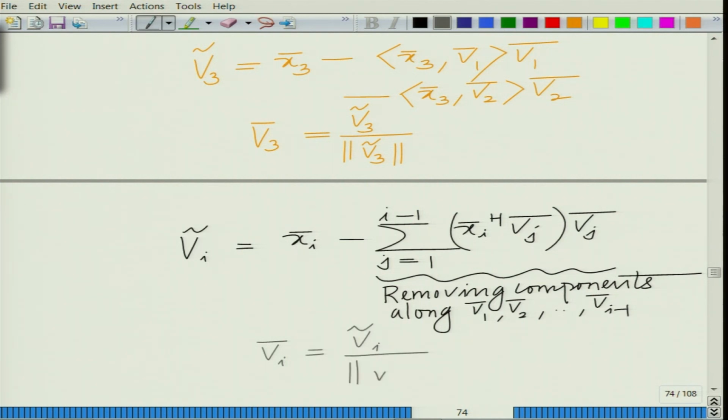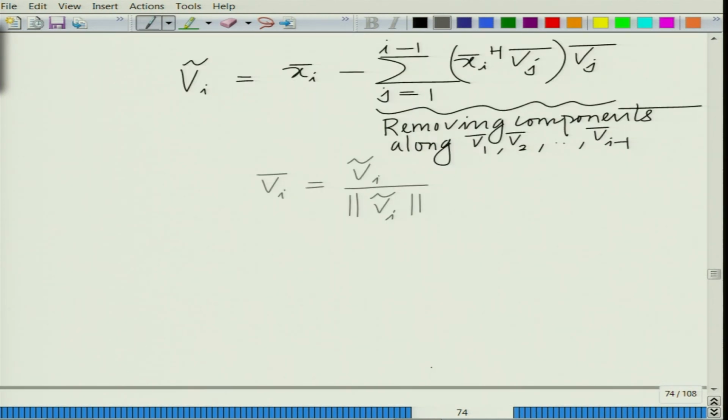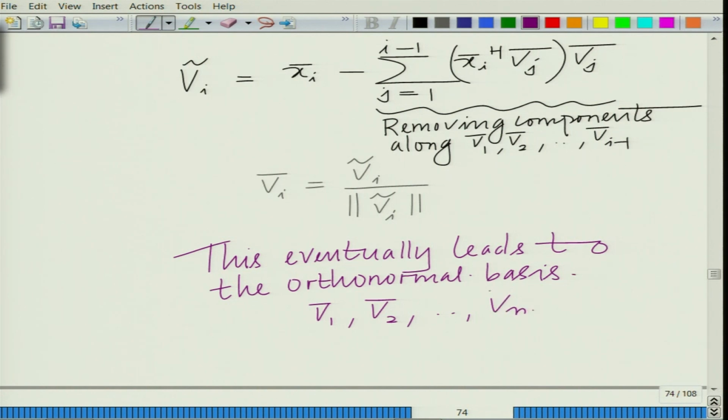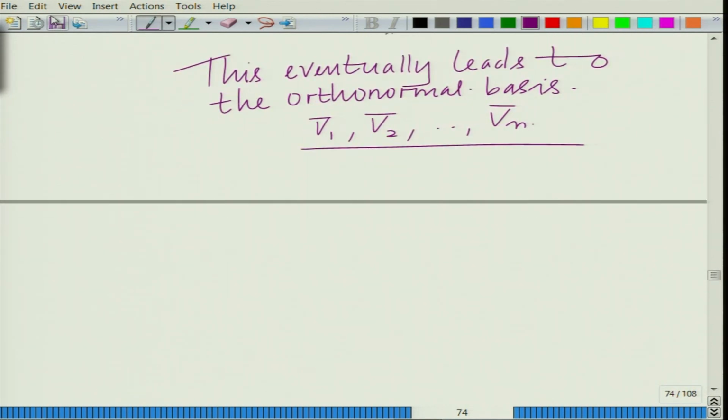vi bar equals vi tilde divided by the norm of vi tilde. So, this eventually leads to the orthonormal basis v1 bar, v2 bar, up to vn bar.